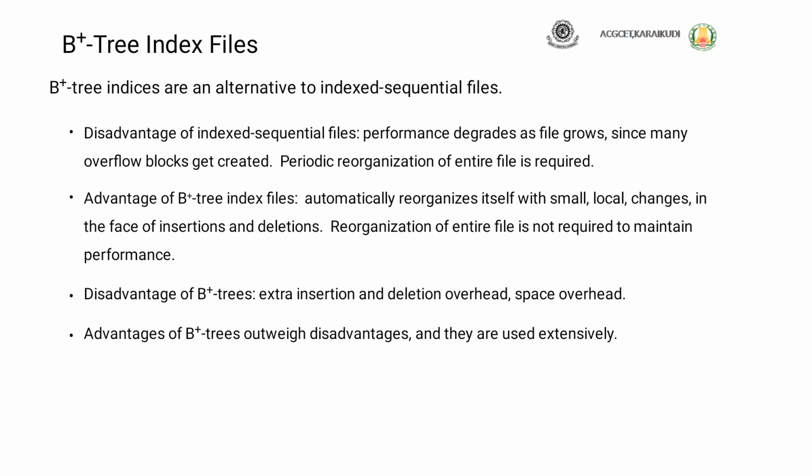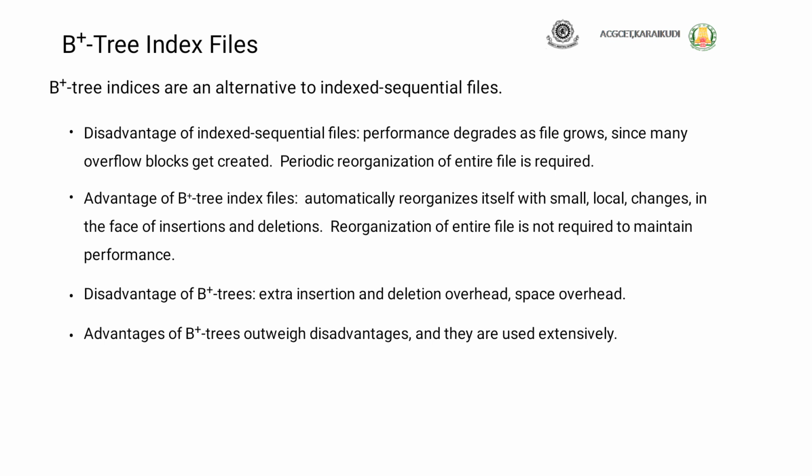In B+Trees, it has an index structure that is most widely used among several index structures that maintain their efficiency despite insertion and deletion of data. It takes the form of a balanced tree in which every path from the root of the tree to a leaf of the tree is of the same length, and each non-leaf node in the tree has between n by 2 and n children, where n is fixed for a particular tree.